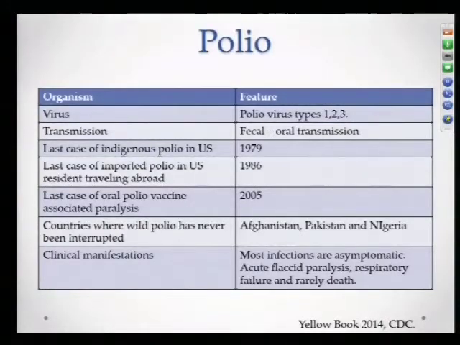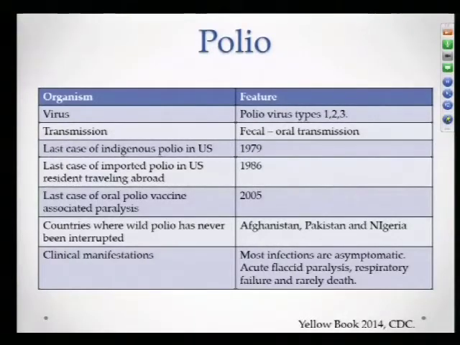And we were taught a lot of things about polio, how the live polio virus vaccine replaces a wild strain, the concept of ring immunity, and so on and so forth. But I just want to take you through some of the US history that I learned subsequently, which is last case of indigenous polio here, 1979, last imported case, 1986, last case of oral polio vaccine-associated paralysis, 2005. And this kind of shows you how steadily we have advanced against this terrible disease.